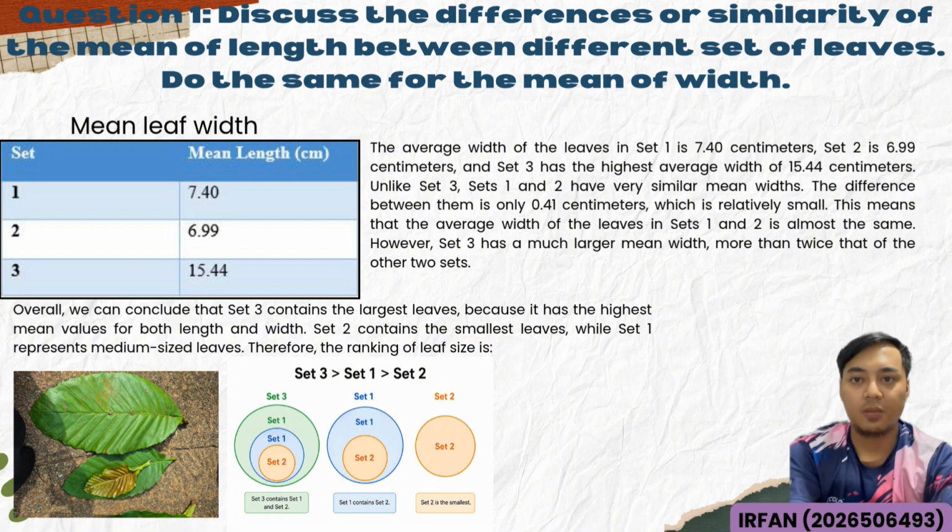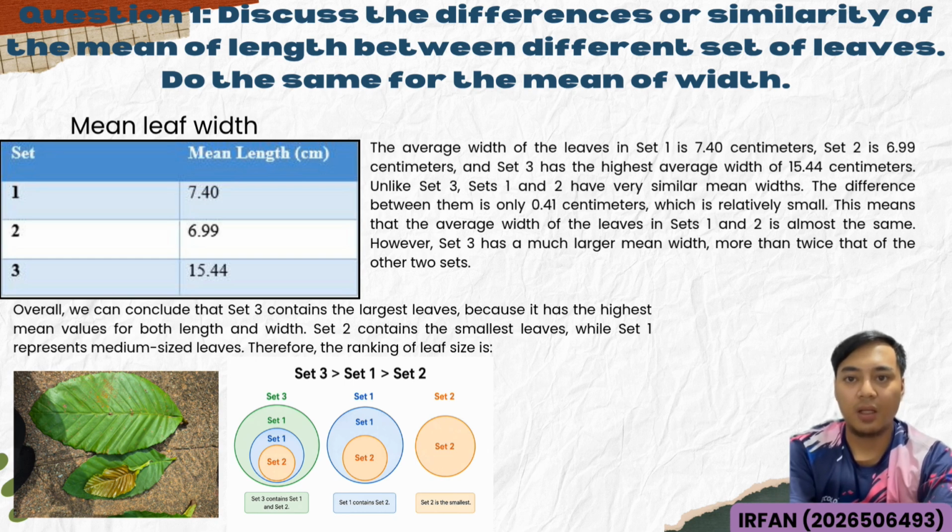The difference between them is only 0.41 cm, which is relatively small. This means that the average width of the leaf in set 1 and 2 is almost the same. However, set 3 has a much larger mean width, more than twice that of the other two sets.